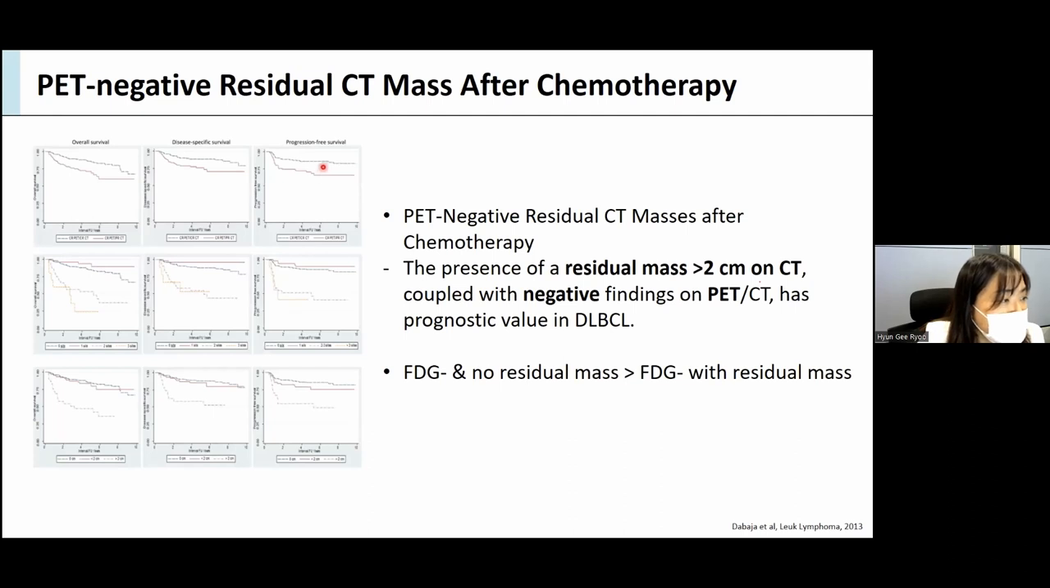And also, there is a complete response if the patient has a PET negative finding. I mean that even though the patient has no uptake in the FDG PET after the treatment, if there is a residual mass in the CT images, we should very carefully observe the patient. If the patient is PET negative after the treatment but has a residual mass of more than 2 centimeters, the patient has a much lower survival compared to other patients. So we should be very careful in evaluating the patient, even though the patient has an FDG PET negative finding after the treatment.